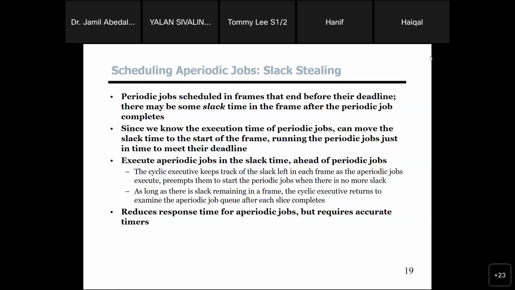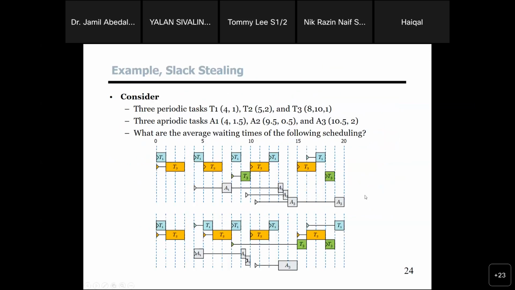First one. Nick Razin, open your mic, Nick. Can you open your mic? Razin, Nick Razin. Yes, sir. So why you typing? Why you typing? Answer, please. You shy to participate? Hello, sir. Why you are typing since your mic working? Sorry, sir. Yeah, yeah. So which one is slack stealing? Which one is without slack? First one without slack stealing. The second one is with slack stealing.